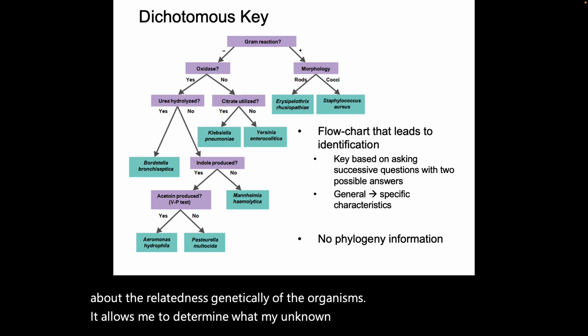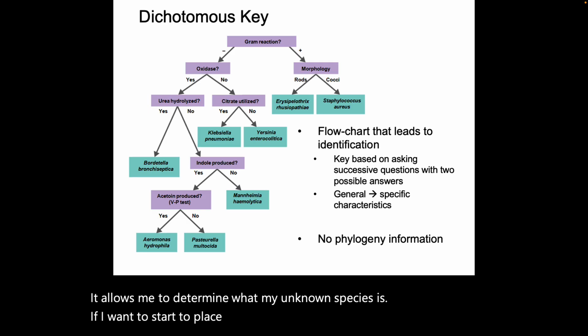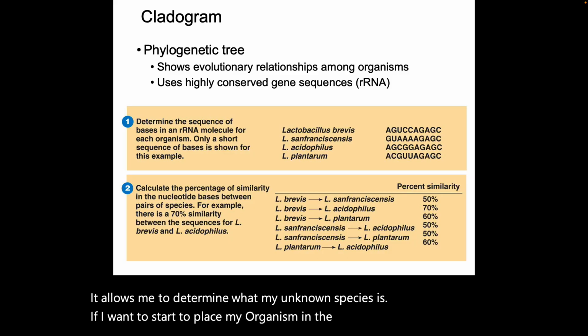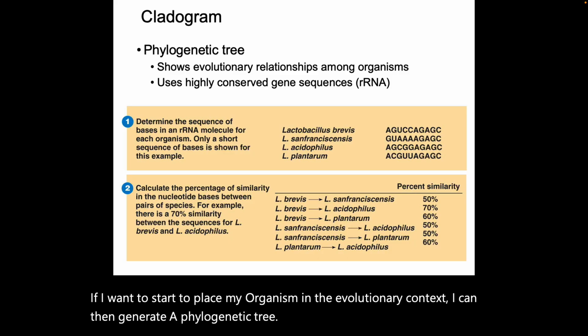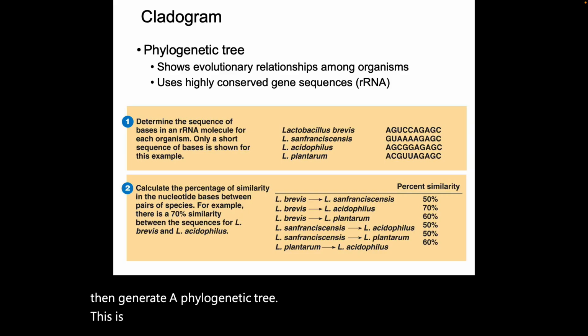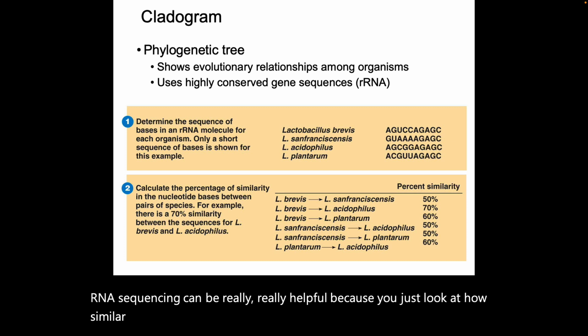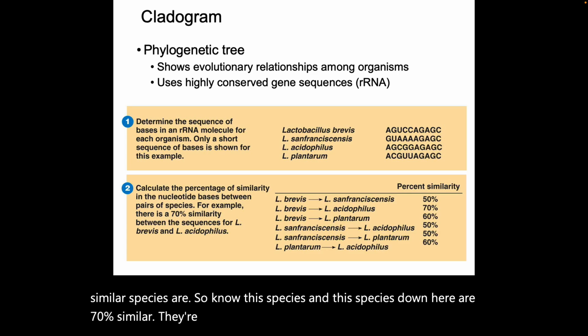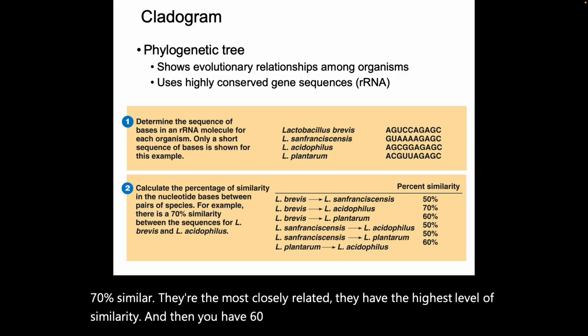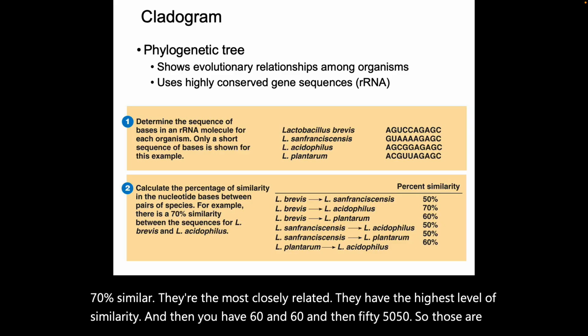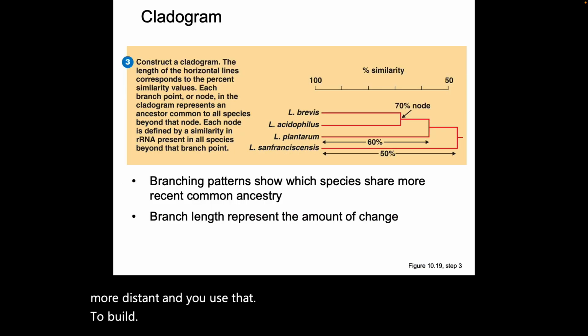If I want to start to place my organism in the evolutionary context, I can then generate a phylogenetic tree. This is where having some genetic information, especially things like 16S rRNA sequencing, can be really, really helpful, because you just look at how similar species are. So, this species and this species down here are 70% similar. They're the most closely related. They have the highest level of similarity. And then you have 60 and 60, and then 50, 50, 50. So those are more distant. And you use that to build a tree.